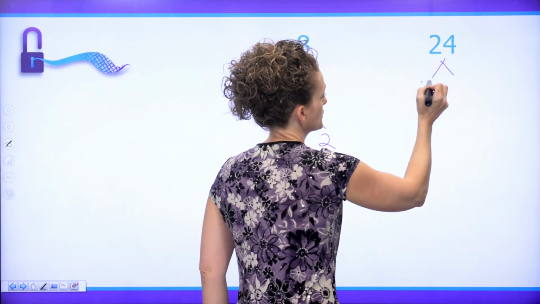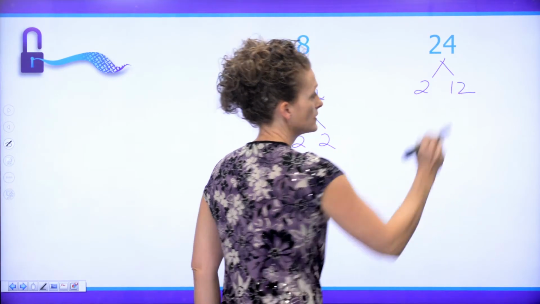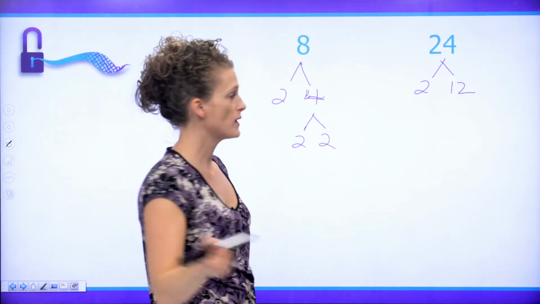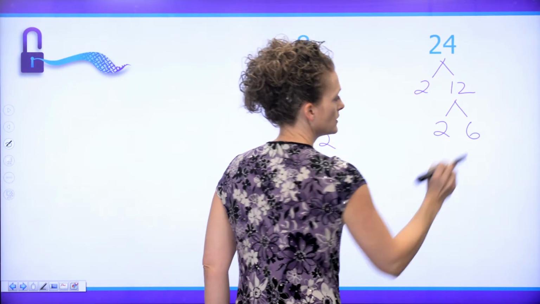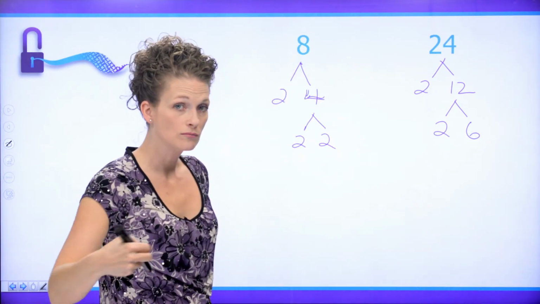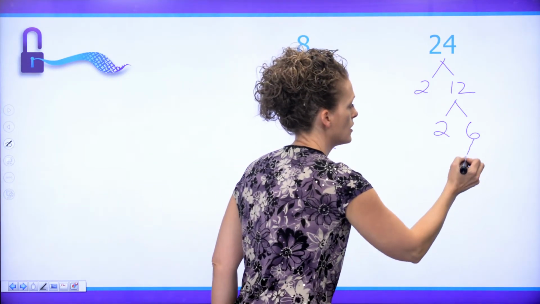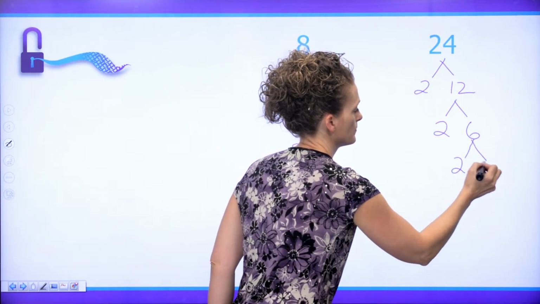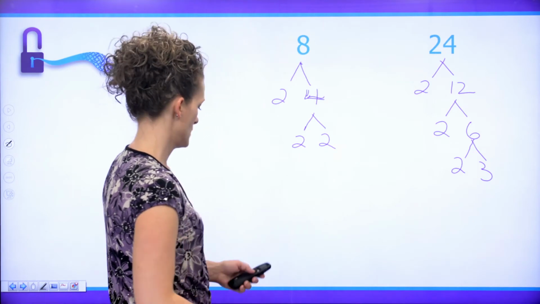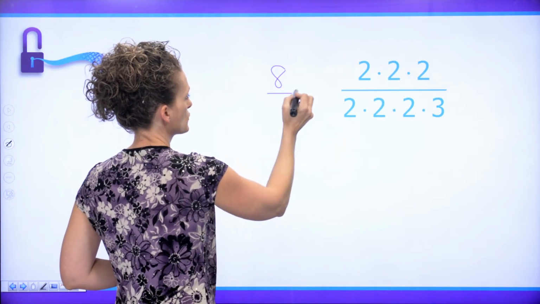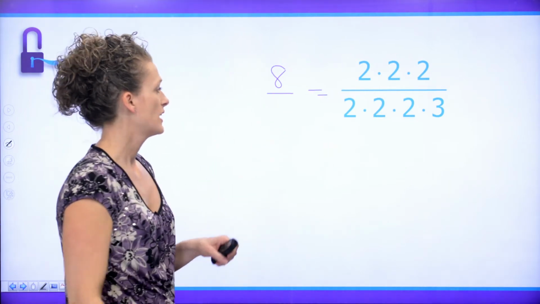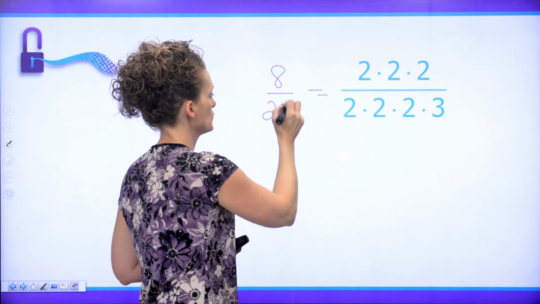24 is an even number, so let's divide it by 2, and we get 12. 12 is an even number, and again, we keep breaking it down until we get to all our prime factors. Okay, and so this is 8. This is what our 8 broke down into for its prime factors. And the bottom there is 24.